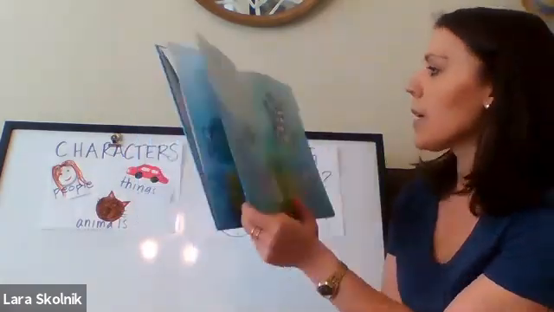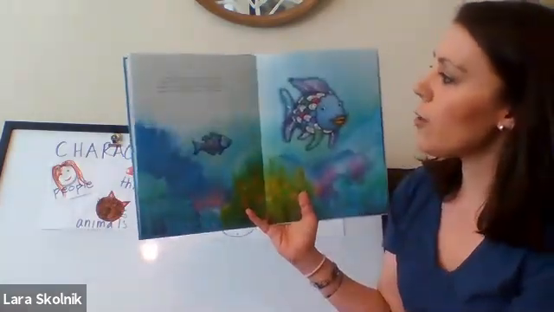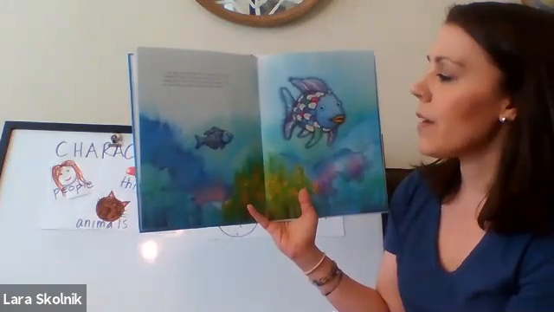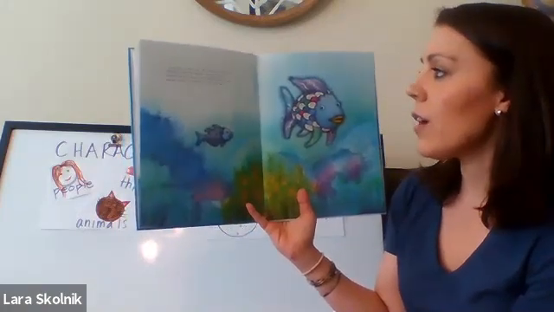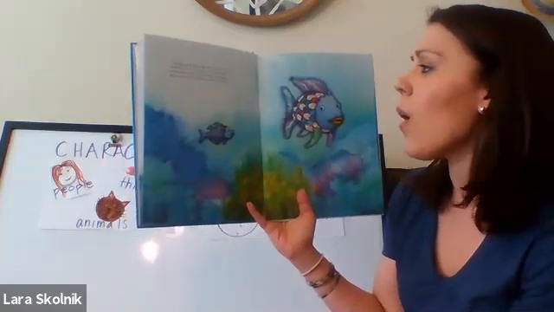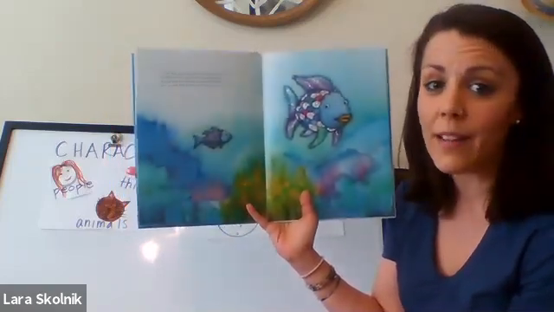Not very nice. One day, a little blue fish followed after him. Rainbow Fish, he called, wait for me. Please give me one of your shiny scales. They are so wonderful, and you have so many.